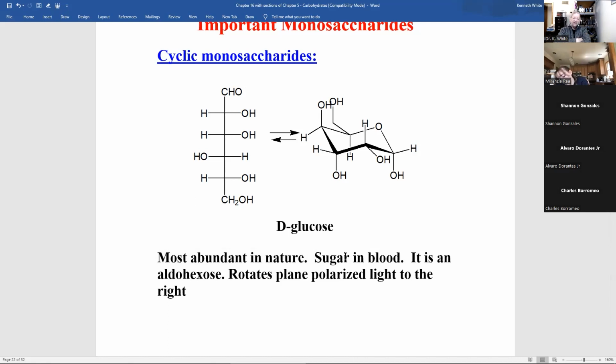Now, this part you don't have to know. It's called an aldohexose, the hex meaning 6 carbons. And it turns out, just like you saw in the Aldrich web page, it's a plus D-glucose. That's the sugar that's in our blood, and it rotates plane polarized light to the right. That you don't have to know. But you should be familiar, especially that it's the most abundant sugar in nature, and it's the sugar in our blood.